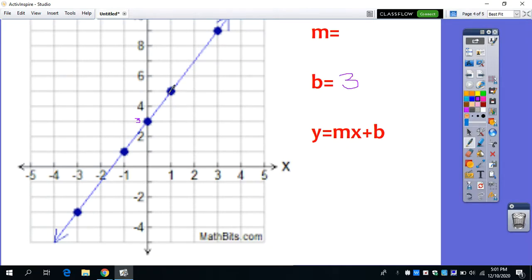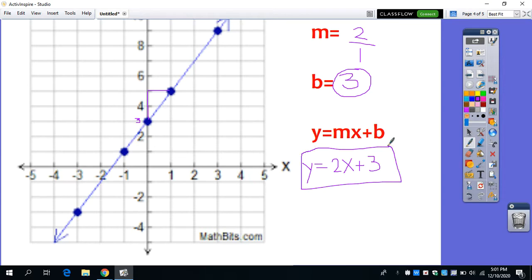And again, I have these 2 points made for me already. So that's 1, 2 over 1. 2 over 1 is my slope. So I have y equals, again, m is 2 over 1, like we discussed. So that's just good old 2. And then 3 is positive 3, so I have to write plus 3. Okay, that is how you do this.